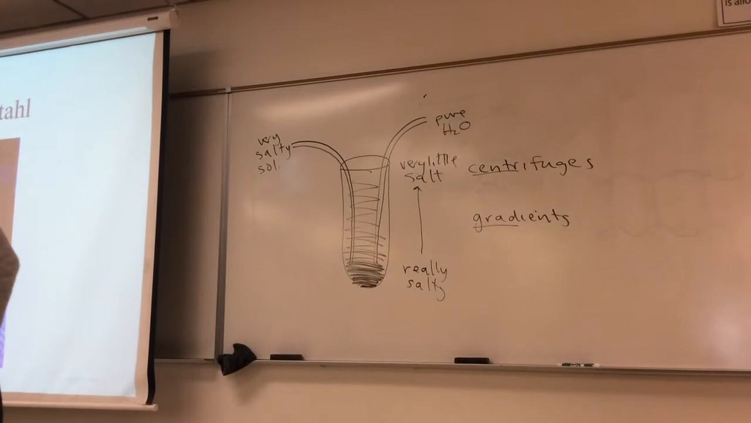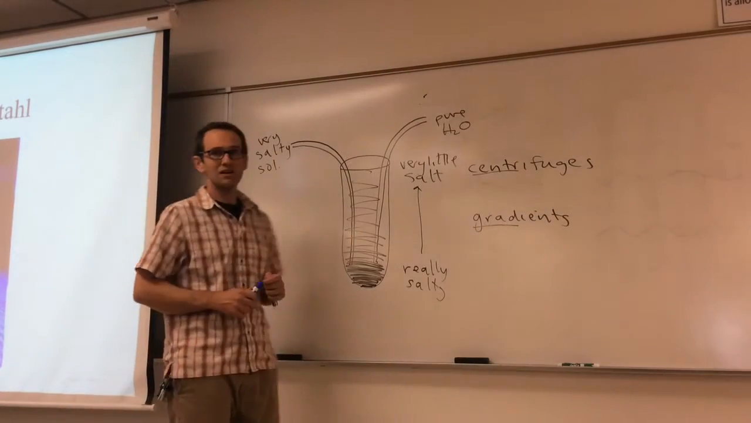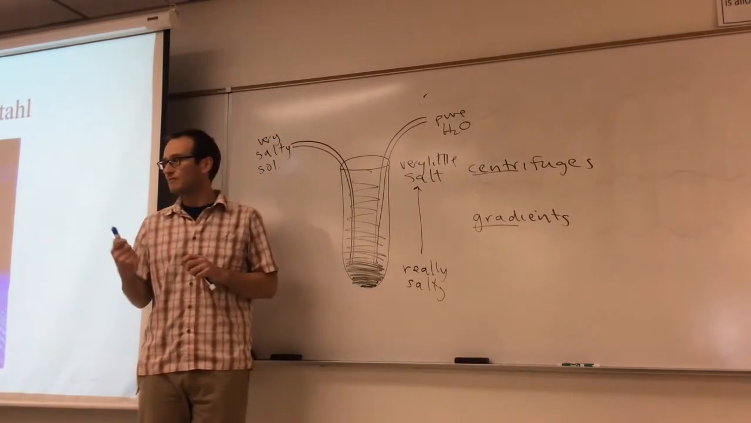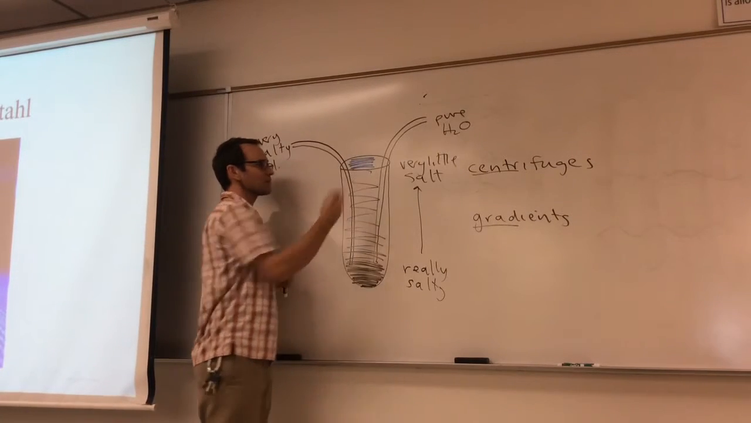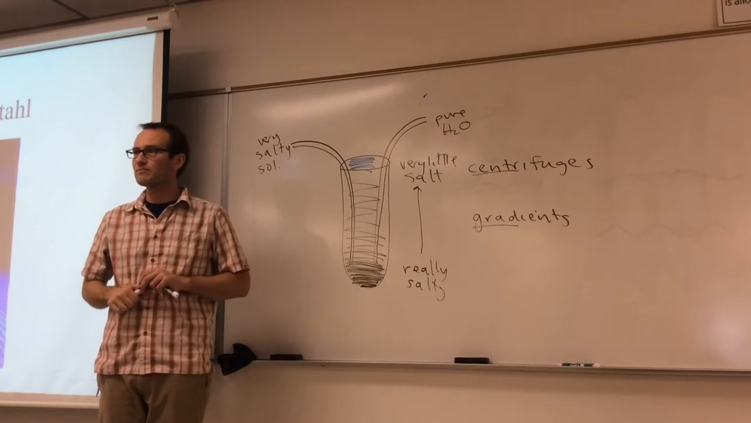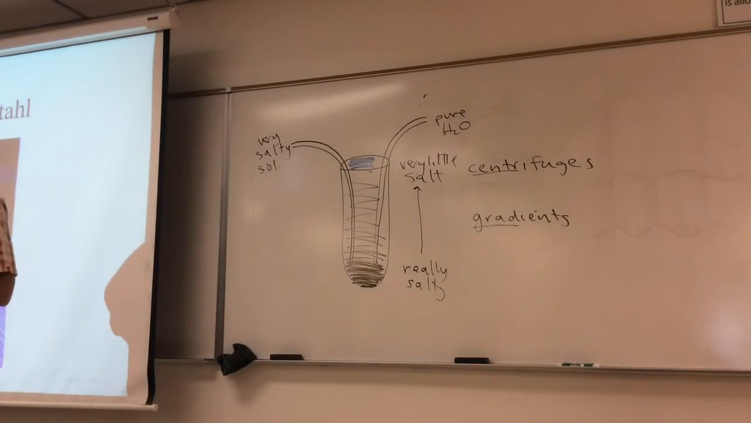And one of the really, really magical and weird things is that when you take a molecule and you load it onto the top of one of these tubes, and you spin it in a centrifuge, it actually moves down the gradient to the point where it has the same density, in essence, as the salt around it.